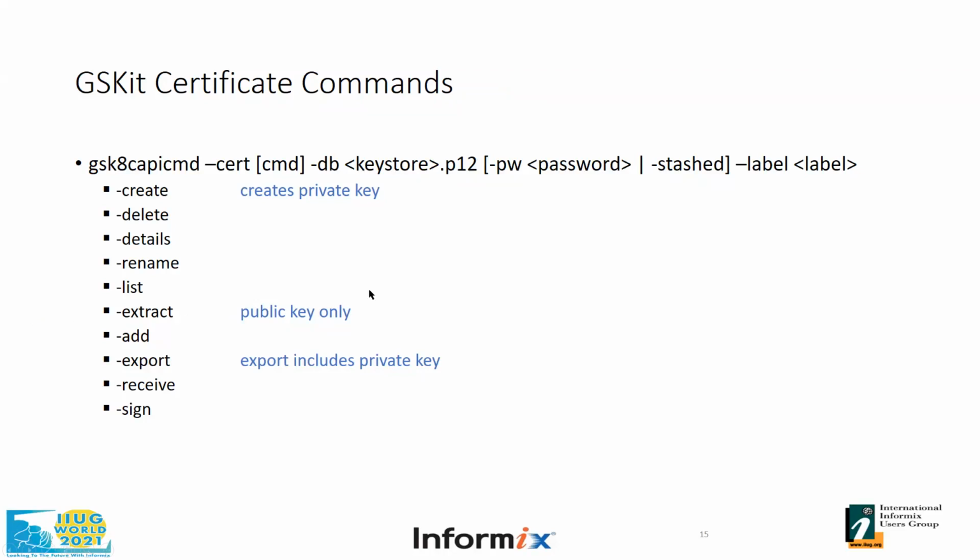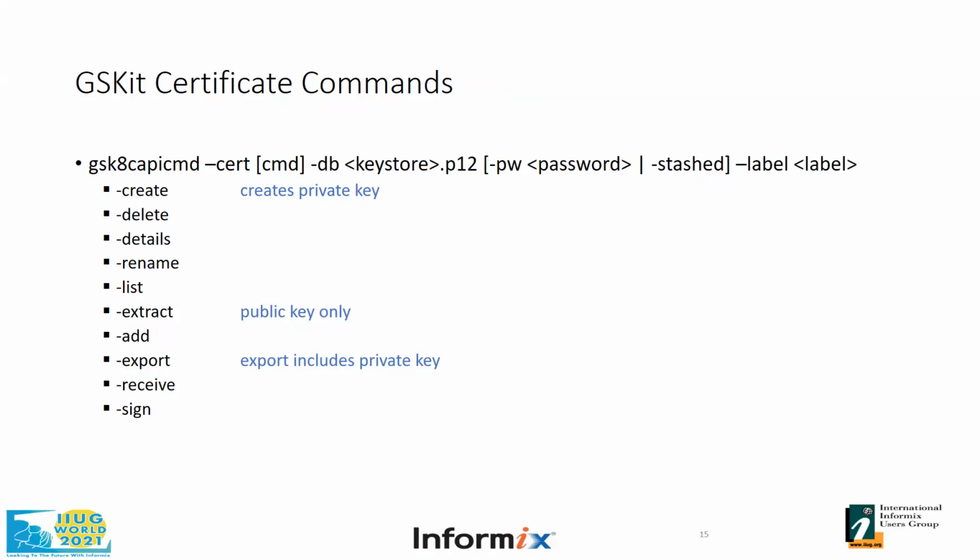Okay. So again, here's the commands for certificates. You can create, and if you create a certificate, this creates the private key for you and gives you a self-signed certificate that you can then extract and add to a client key store if that's what you want to do. Delete deletes the certificate. Details gives you the details of a certificate, and if we have a chance, I'll show you what that means.